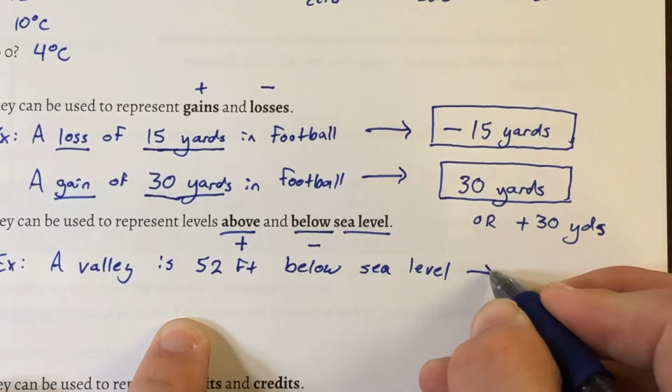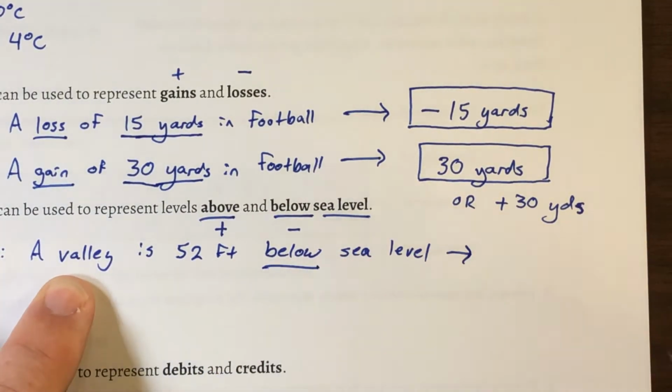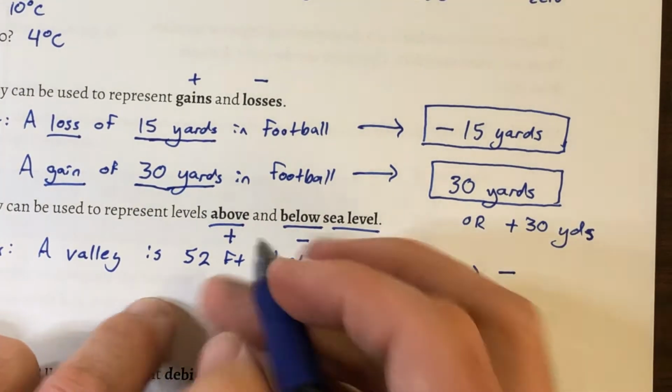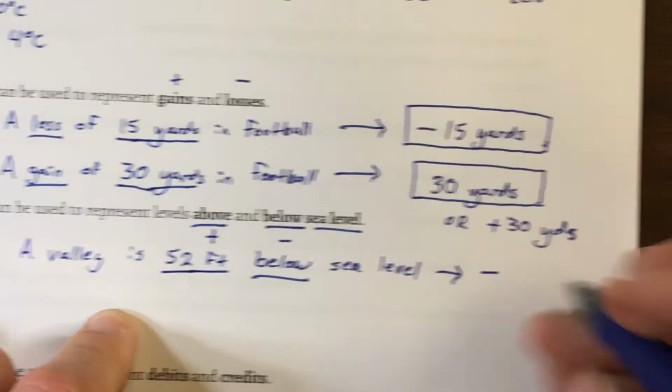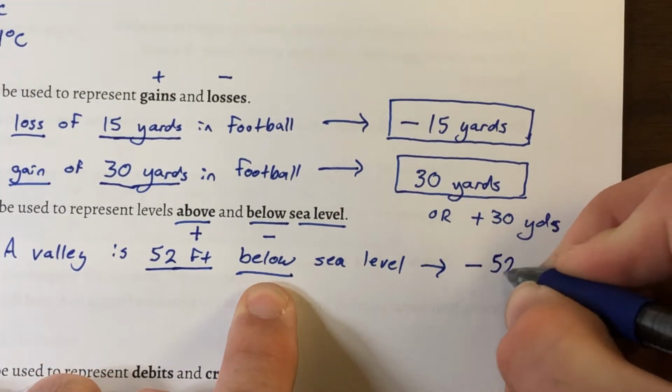We want to write this as a number. So first, let's look for key terms. It's below. That means I have a negative number. What's our number? 52. What's the label? Feet. So 52 feet below sea level would be negative 52 feet.